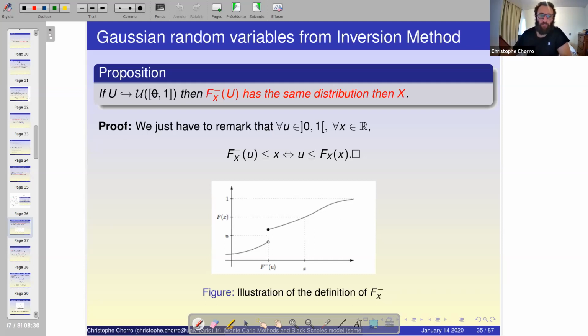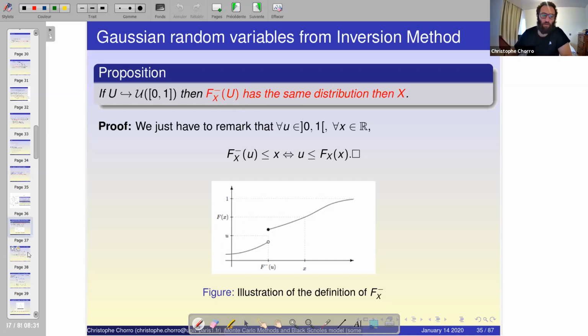By the fact that if you follow the uniform on the interval 0, 1, F_X^{-1}(U) has the same distribution as X, and it's exactly the little picture I have drawn. I repeat, when F_X^{-1} is perfectly known, you have a way to generate, using a computer, the distribution of X from the distribution of U.